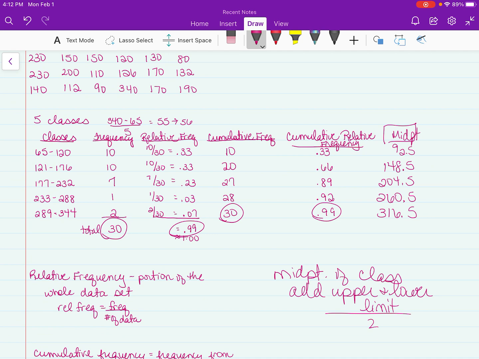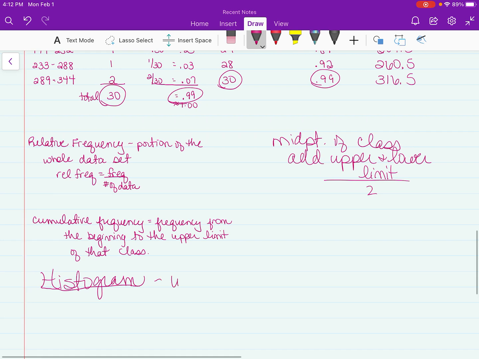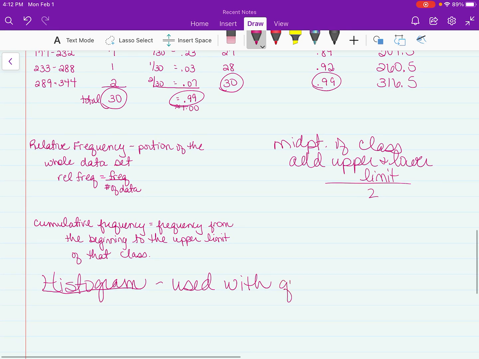The next thing that you'll be asked to do is to create a histogram. So that's going to be the graph that goes along with this frequency distribution table. If we're dealing with quantitative data, you will use a histogram and the bars will touch. So it's used with quantitative data and the bars touch.